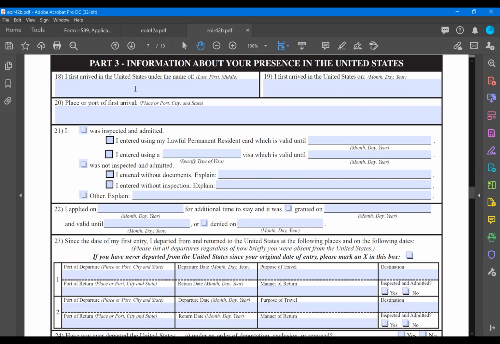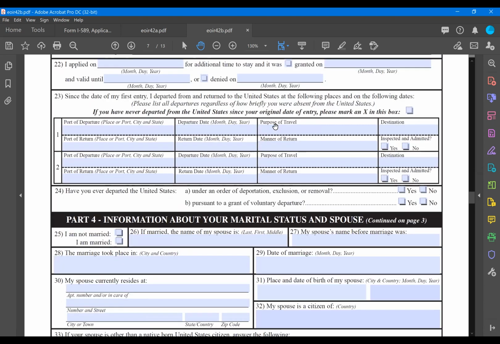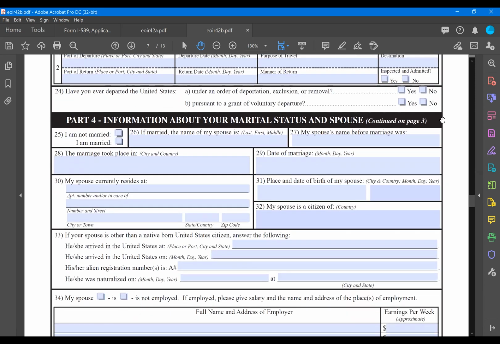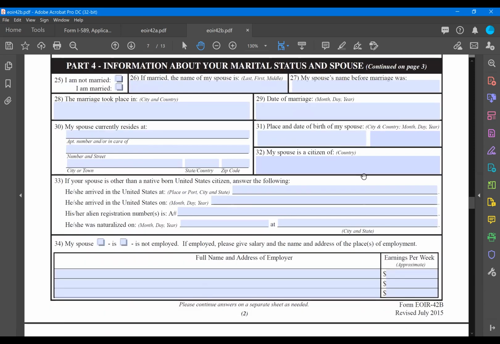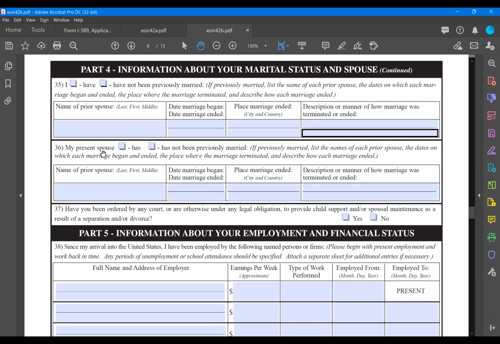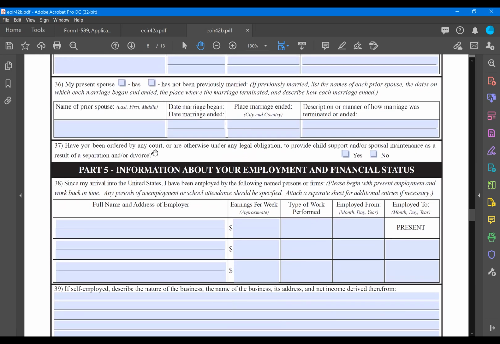Okay, so these are similar questions about arrival in the United States, whether they were admitted or not, and whether they have left the United States or not since that first time. And then we jump down to marital status and spouse. This is essentially all the same as the other one. Any previous marriages. This one actually asks if their present spouse has been previously married, so you would mark that and explain it if so. Same question here: have you been ordered by any court to provide child support or spousal maintenance? Don't forget this one. It's easy to forget.